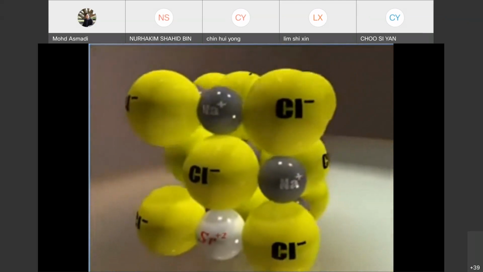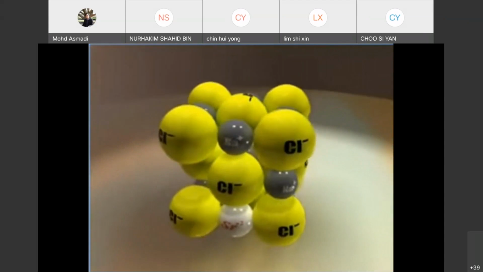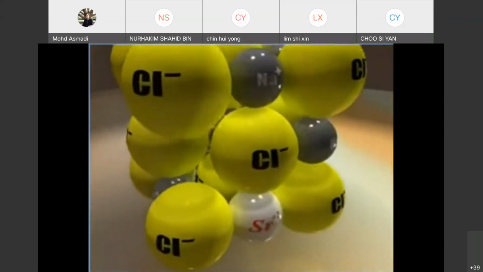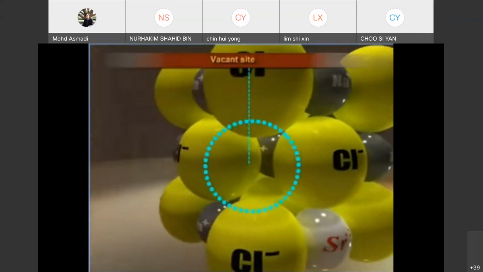To maintain the electrical neutrality of the crystal, one strontium ion replaces two sodium ions. So, half of the vacated sites are occupied by the strontium ions, while the other half remain vacant.